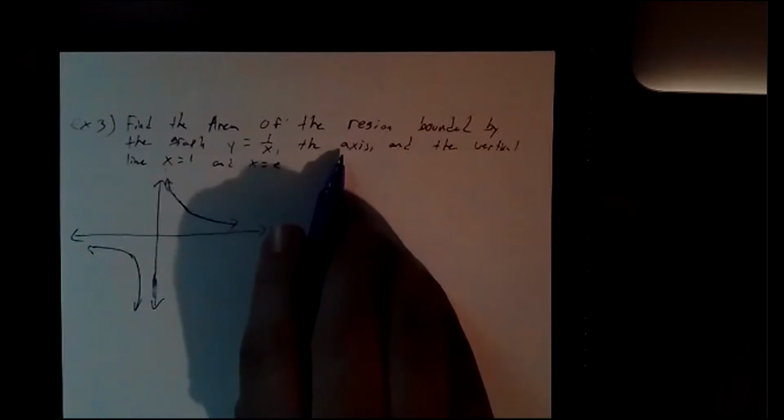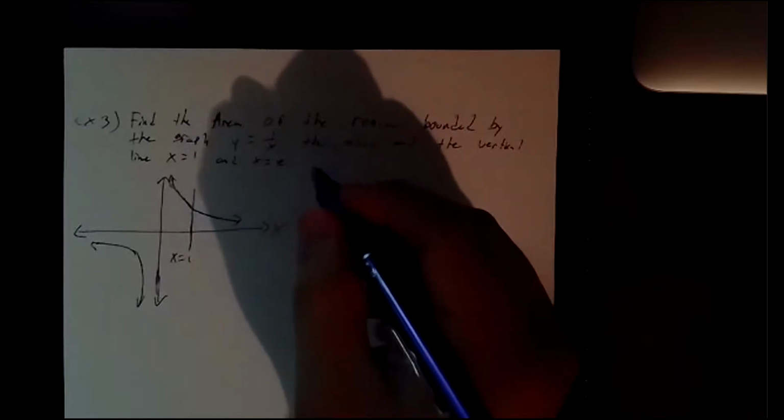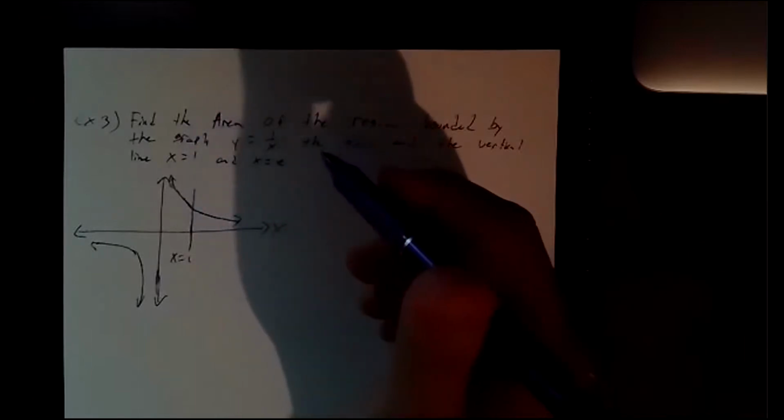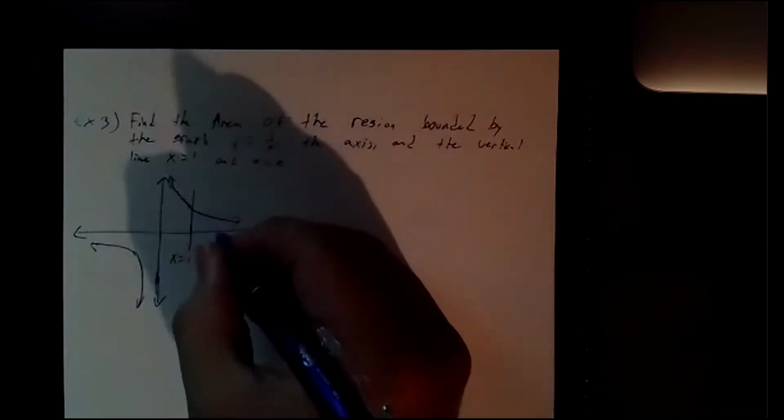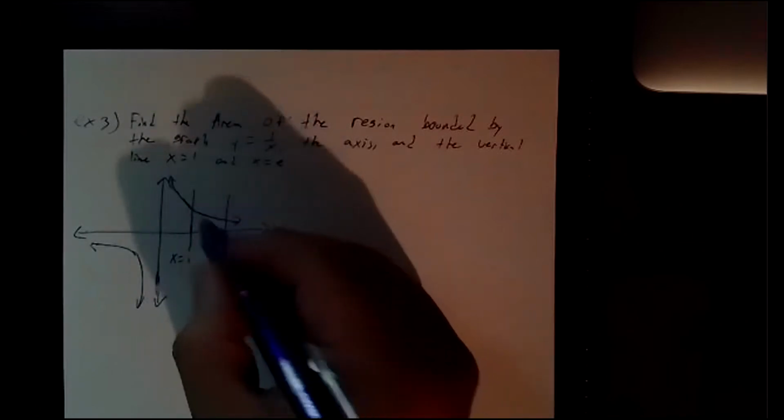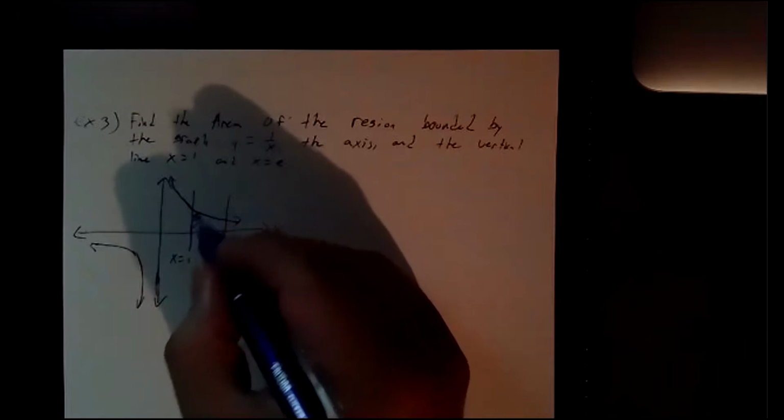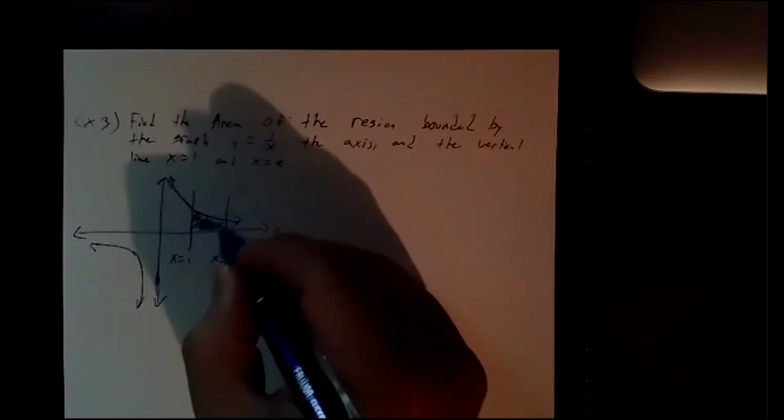Yeah, I remember now. So then they said it's bounded by the x-axis. Okay. Vertical line, let's say 1's right here, bounded by this line, x equals 1. And bounded by the line x equals e. e is about 2.7, whatever. So we'll say e is about here. So they want to know, what is the area bounded by all these pieces?